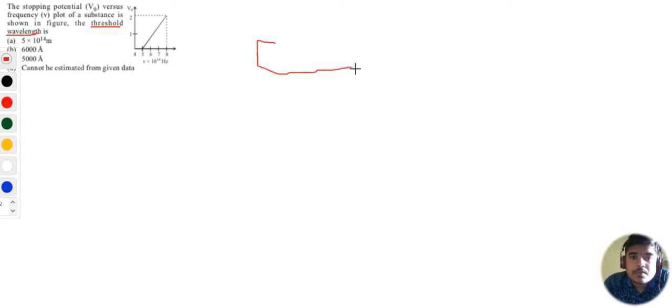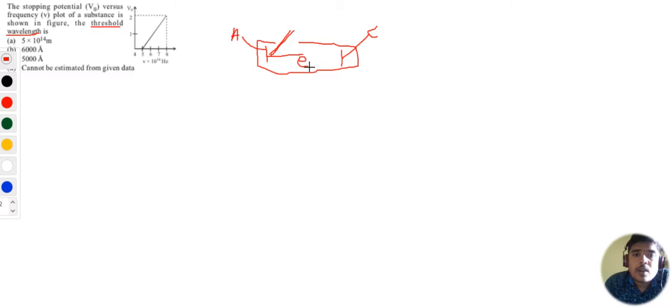Let it be the setup. Here is the anode and this is the incident radiation. This incident radiation must have the frequency so that an electron can eject from this and move towards the cathode, which is present here.